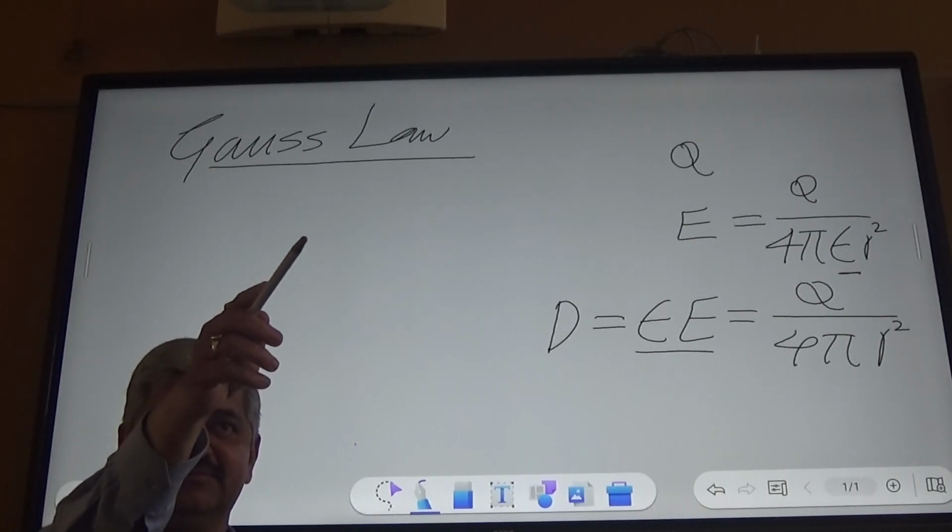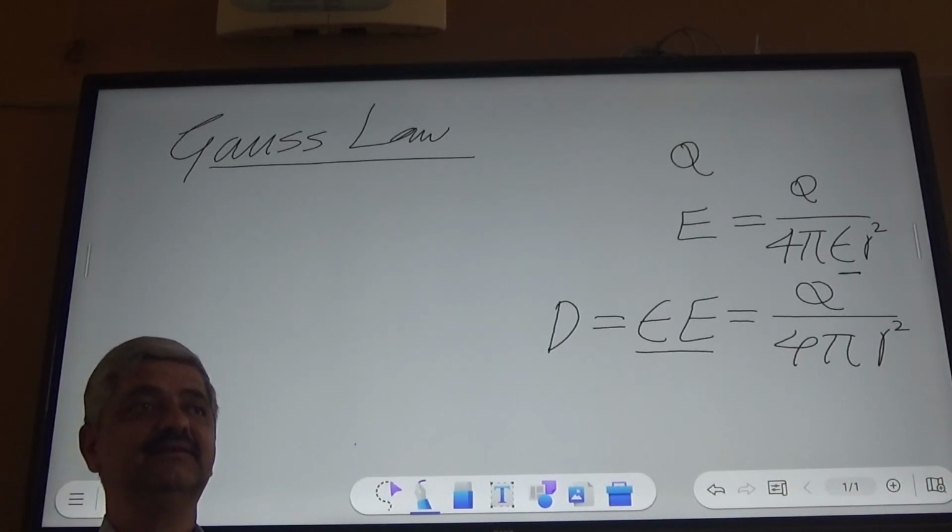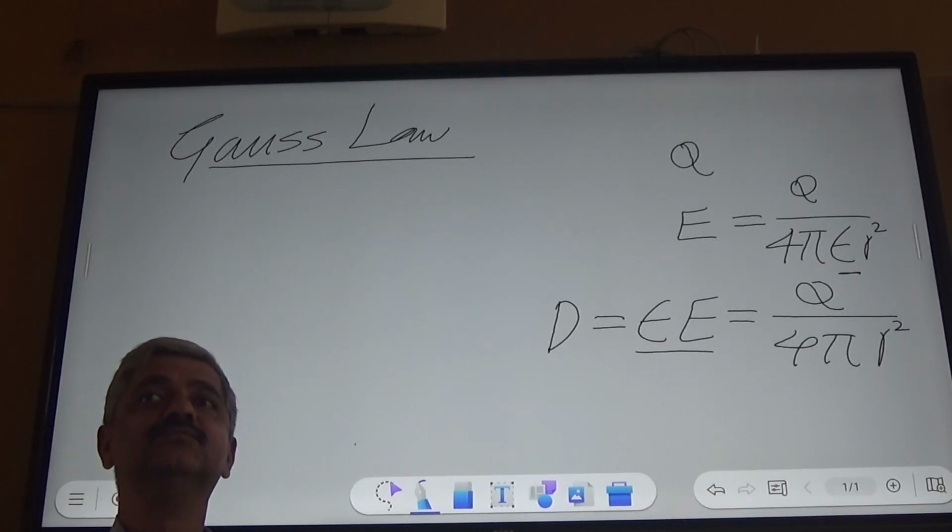Hello, yes. So what, should it be searched? Yes. What is surface? Scalar or vector? Vector.